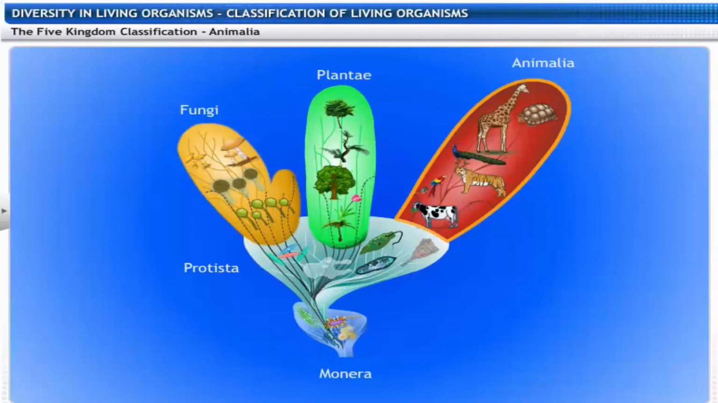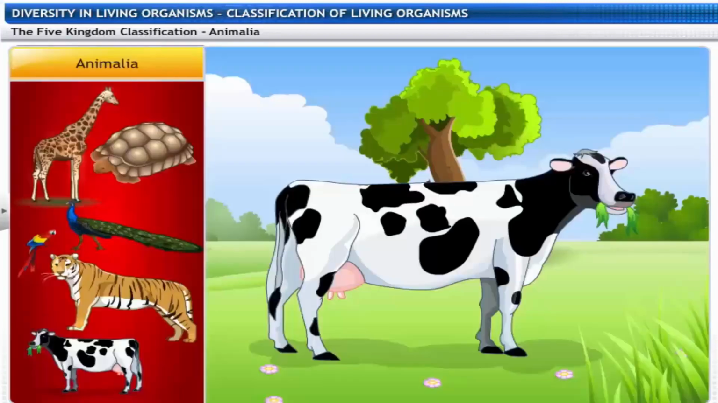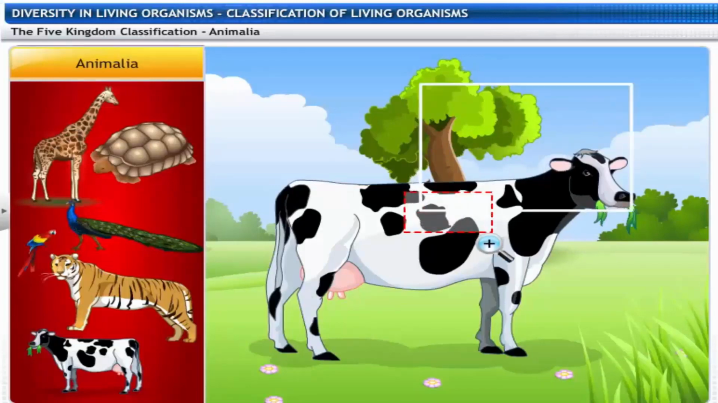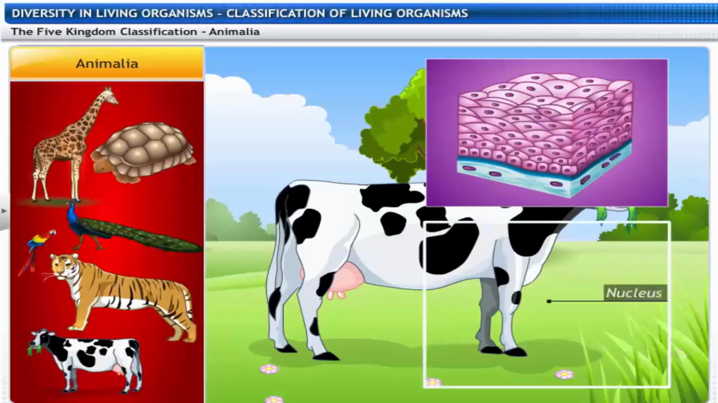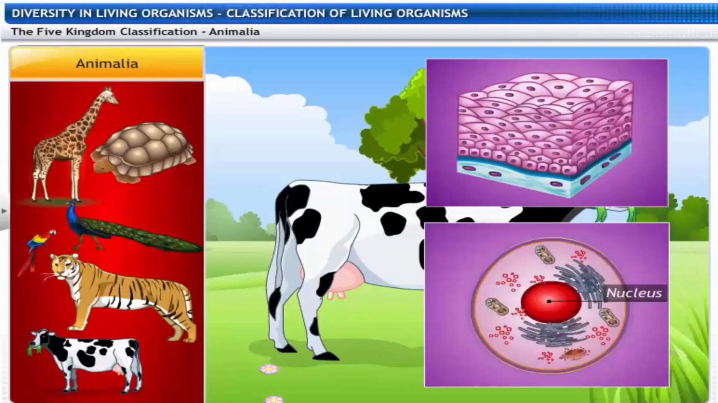Kingdom Animalia is the largest of the kingdoms in terms of species diversity. This kingdom includes all the animals that are motile and heterotrophic. They are multicellular and eukaryotic without cell walls.